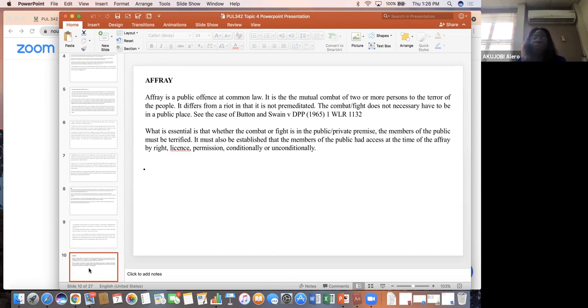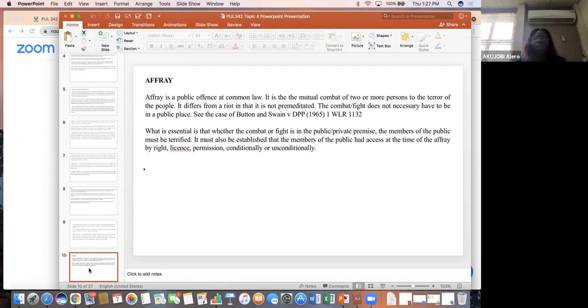Another offense which I've been looking at here is affray. Affray is like fighting, also in a public place, or it could even be in a private place. So it's a public offense at common law. It is the mutual combat of two or more persons to the terror of the people. Again, this is fighting. You see two people fighting, and the next thing, they've carried bottles and started hitting themselves, and you see everybody around them giving them way and running away.